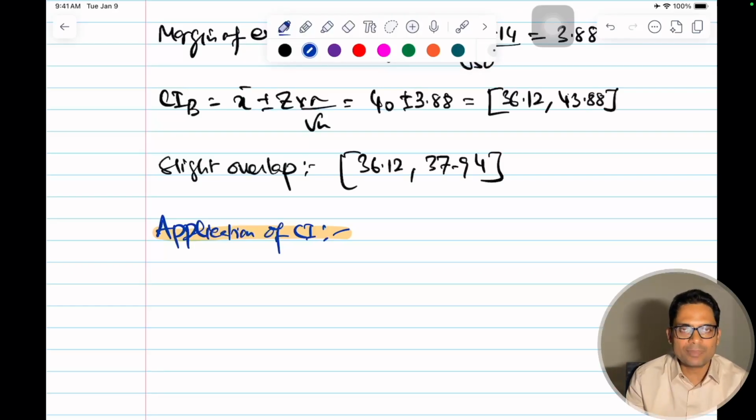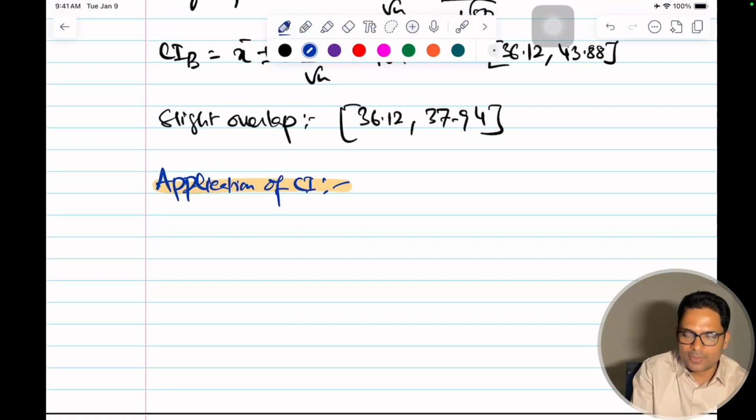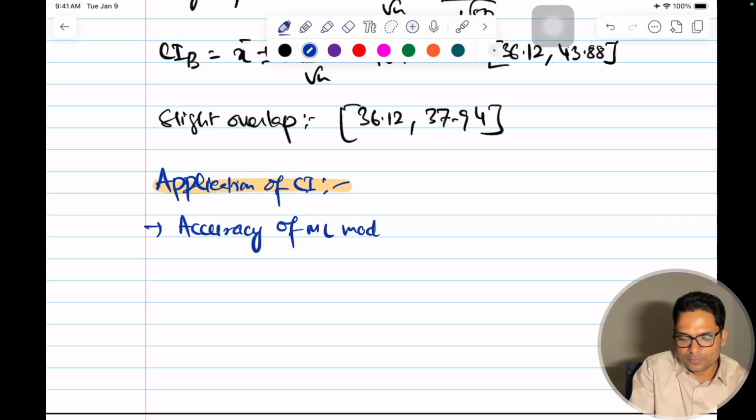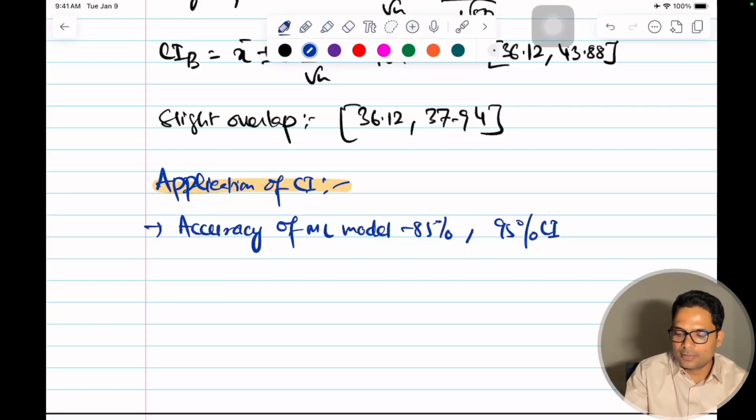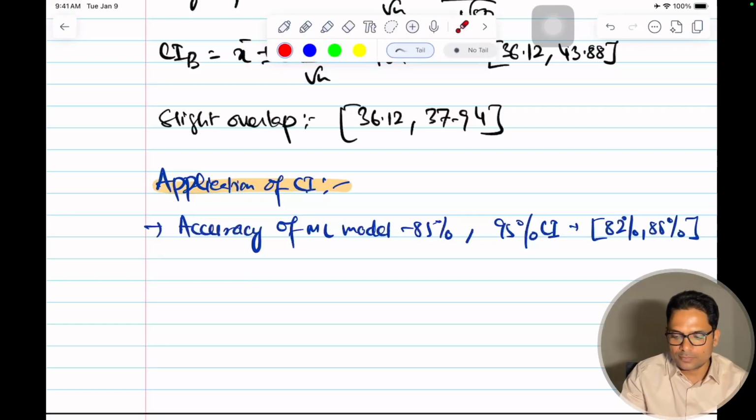Instead of giving one point estimate to my manager, that this model is performing with an accuracy of 85%, if I tell them that with a 95% confidence interval this accuracy is lying between 82% and 88%, then this is a better metric to give your manager or whoever it is.